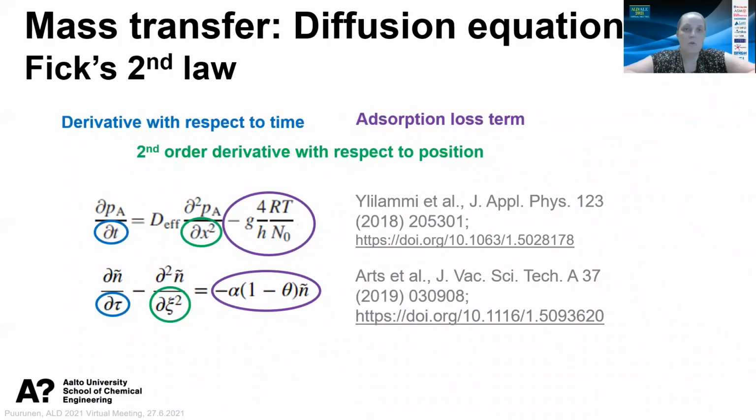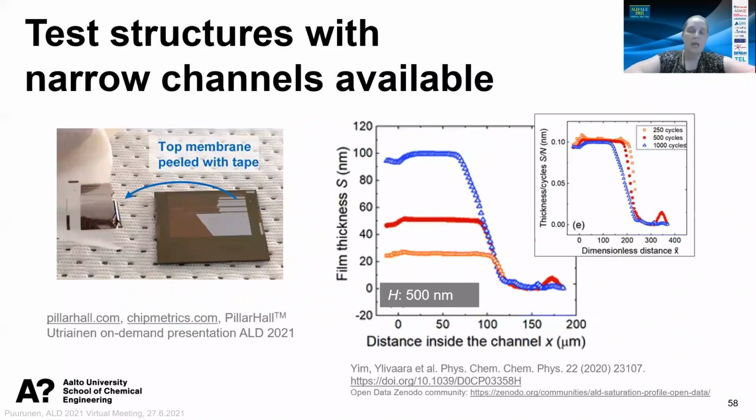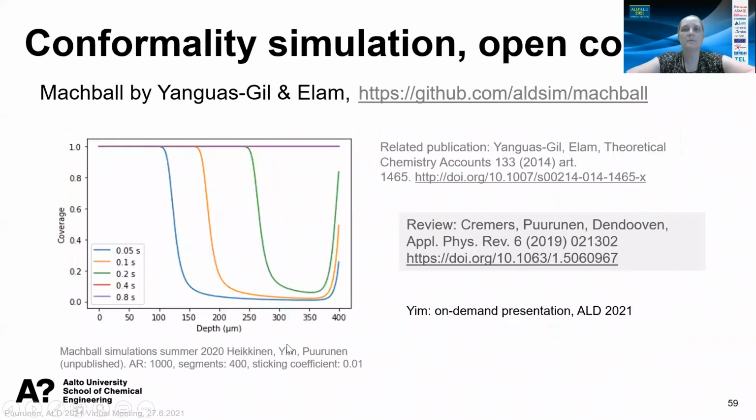Diffusion equation, Fick's law, from two different papers. These also might look different, but if you go really into the details, they are fundamentally the same. I can't go into details now. Recently, test structures have been made available where you can measure these saturation profiles or thickness profiles inside narrow channels. There are websites to find more information about that, and also a presentation to come. And there's also open code on GitHub called MacBall, which you can use yourself to simulate these conformality or thickness profiles, and this is valid, again, for the Knudsen flow regime.